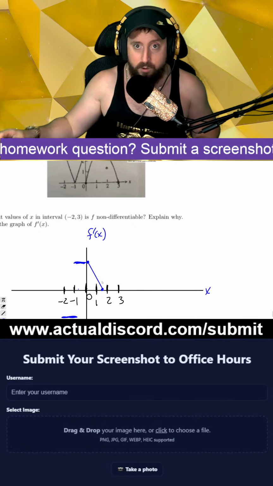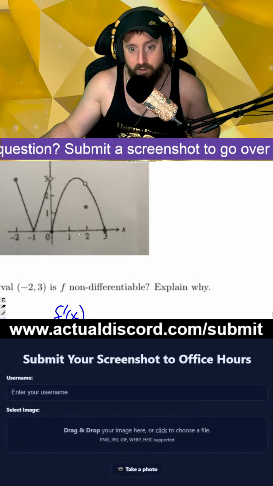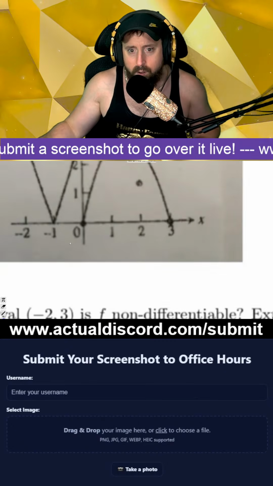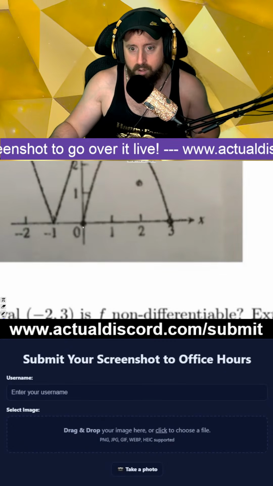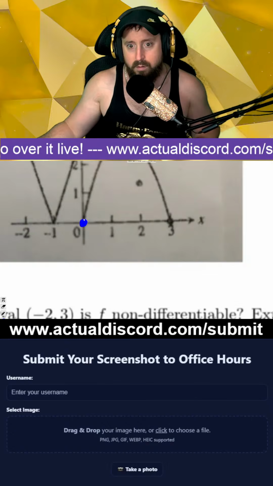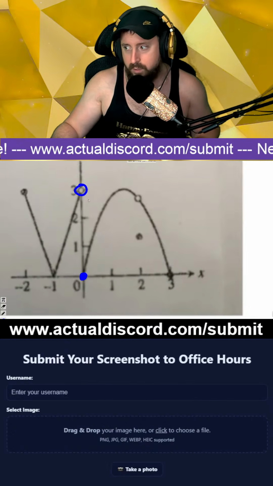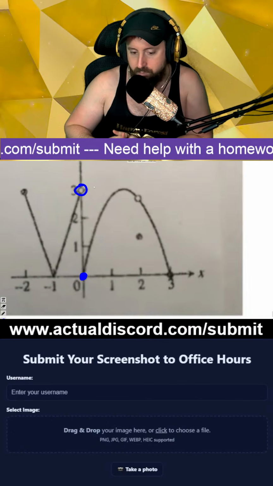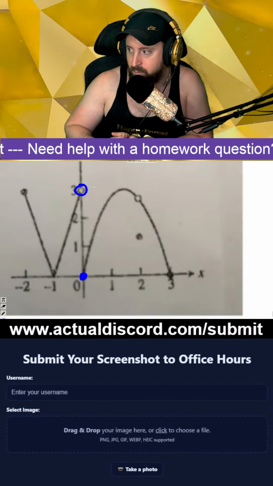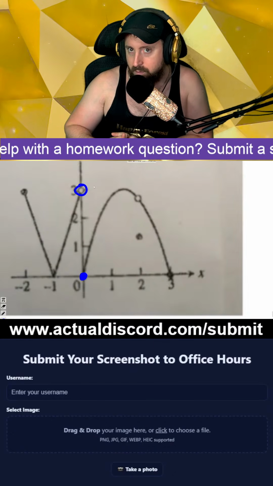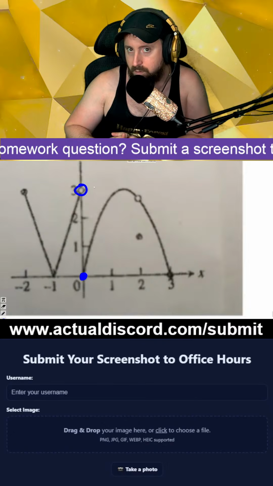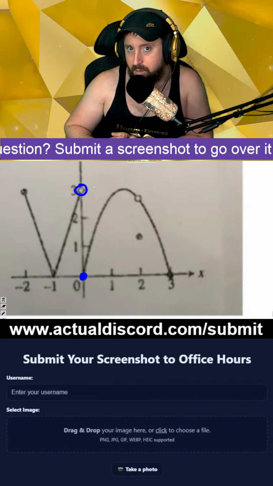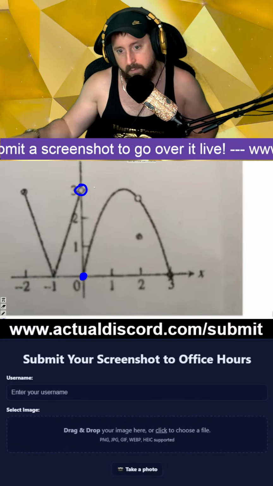Ooh, Tidal Wave says there is no point at 0, 0, so it is differentiable. No, I think this is a point, though. I think this is solid. Right? And then this is open. I think it's a jump discontinuity, no? Yeah. Okay.